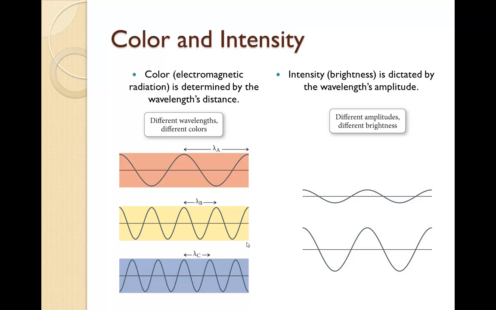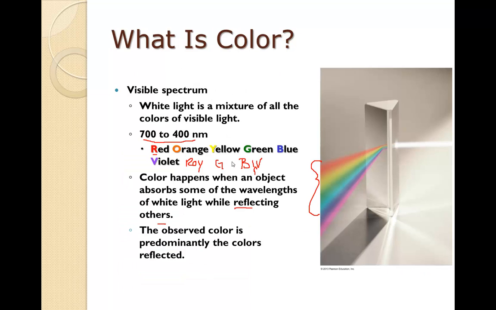So let's talk about color and intensity. Color of electromagnetic radiation is determined by the wavelength, by the distance of the wavelength. So the longer the wavelength, the lower the frequency. And you'll notice orange, yellow, blue. So when we're looking up here, 700 nanometers would be the red, down to 400 nanometers, which would be the violet, which is smaller.